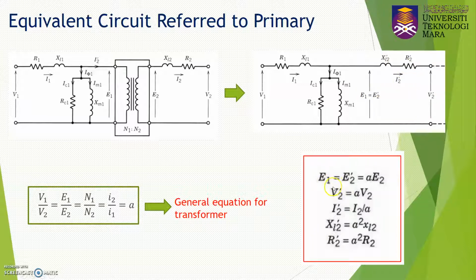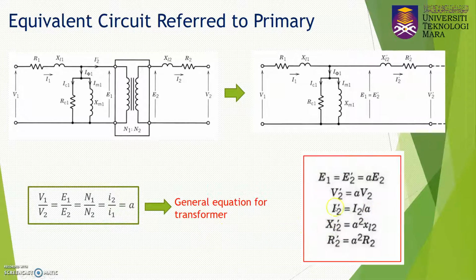If you refer to here, once we convert our circuit from here to here, you know that E1 will be equal to E2 prime. So E2 prime is A multiplied by E2. V2 prime is V2 multiplied by A, so A multiplied by V2. For I2 prime, because I2 prime refers to the primary side, I2 prime is equal to I1, so it is I2 divided by A.